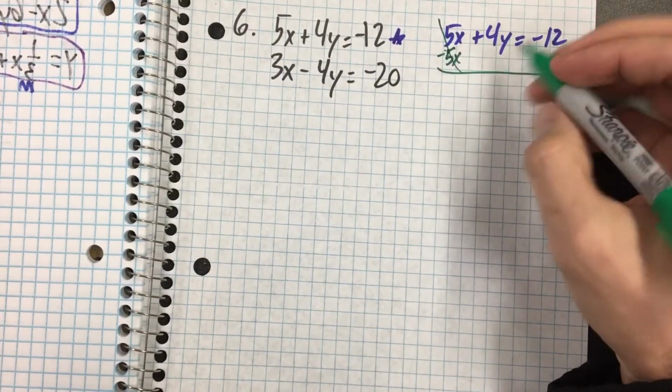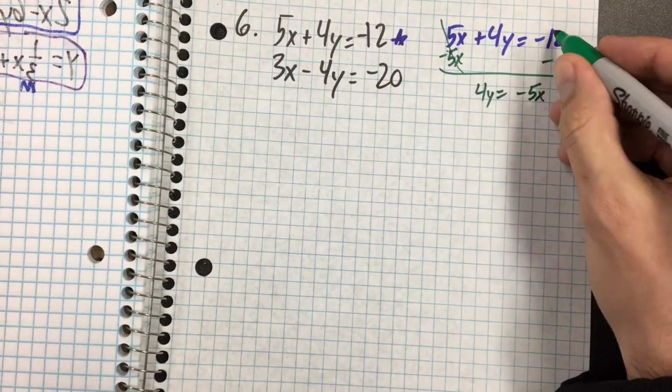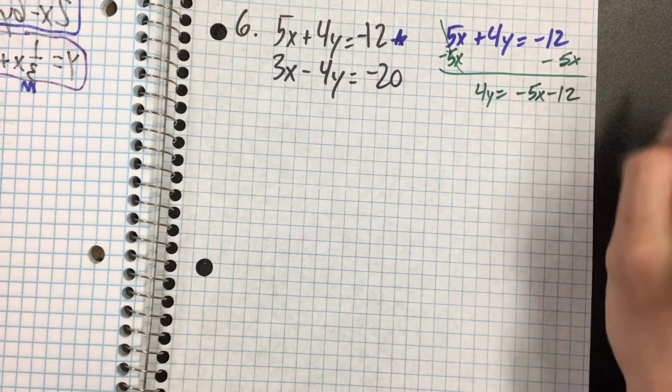Okay, 5 minus 5 is 0. I just have 4y's. Over here, this is kind of backwards. The x actually goes first. This is minus 12, or negative 12. That kind of goes second.